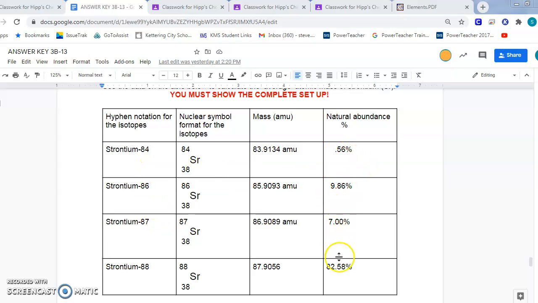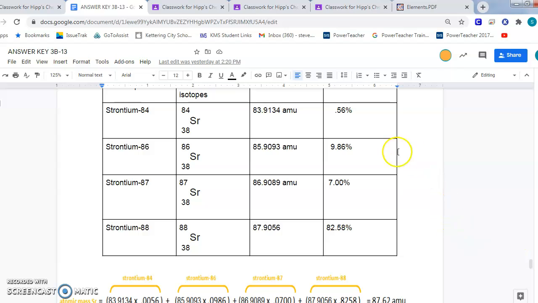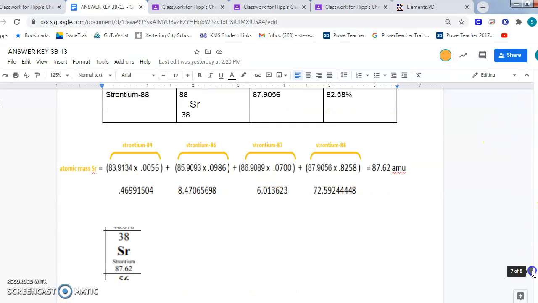Here are our abundances for each of those, on the far right side of the column. Now when we do this, we remove them from percent form. We put them back into decimal. When you put something into a percent, you multiply by 100. So to pull it out, we divide each of these by 100, which has the same effect of moving the decimal to the left. So the first isotope we're going to be looking at is strontium 84.